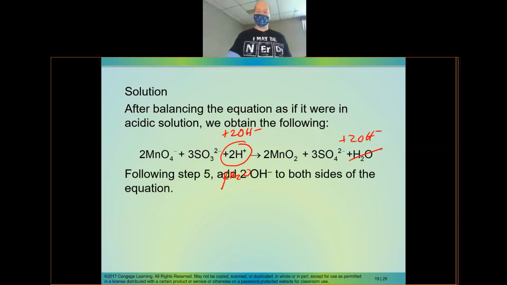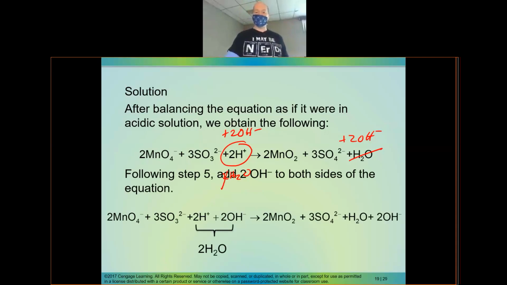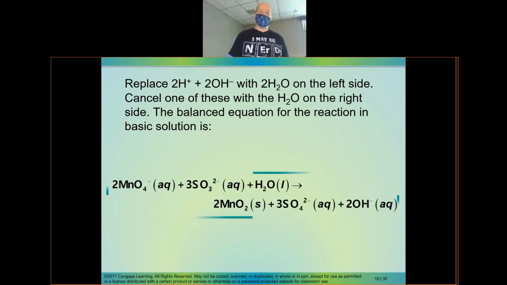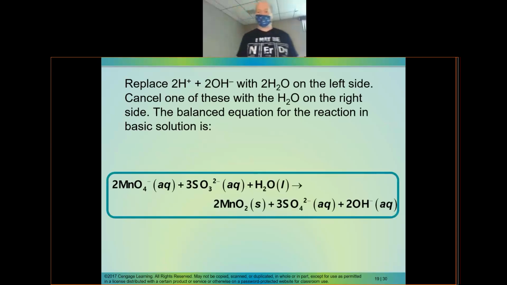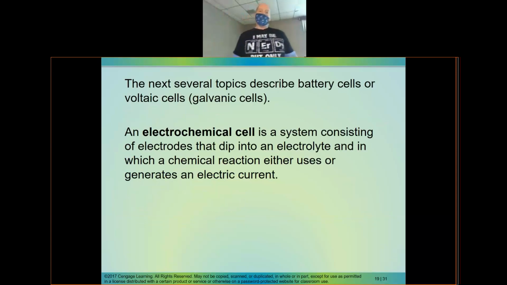So they will show that you add 2 OHs to both sides, that's 2 waters, and then they subtract the water from both sides, and then they have the same exact answer that we had. Again, if you want to do it that way, that is fine. All right, so that was oxidation reduction.